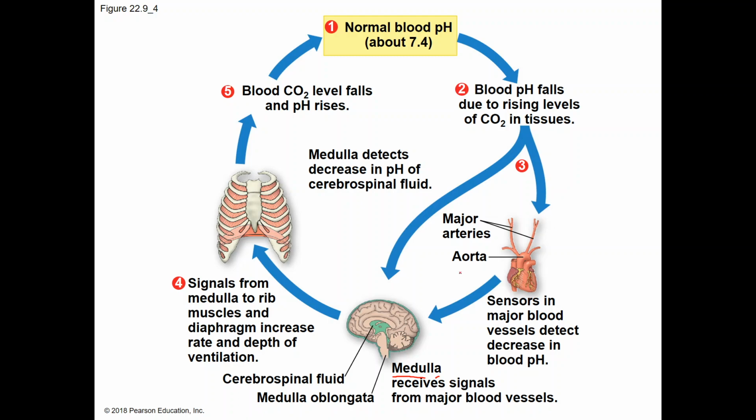So what happens is these sensors in the major blood vessels detect this change, as well as in the brain. So the brain and the major blood vessels are detecting this decrease in blood pH. So as a response, the breathing control centers in the medulla respond by signaling the diaphragm and rib muscles to increase the rate and depth of the breathing. And thus the excess CO2 is expelled and the pH rises again to its normal blood pH.